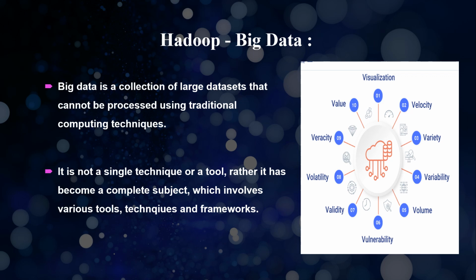Big data comprises of five major V's, but the upcoming data has given 10 V's of big data: visualization, velocity, variety, variability, volume, vulnerability, validity, volatility, veracity, value, or the 10 V's.